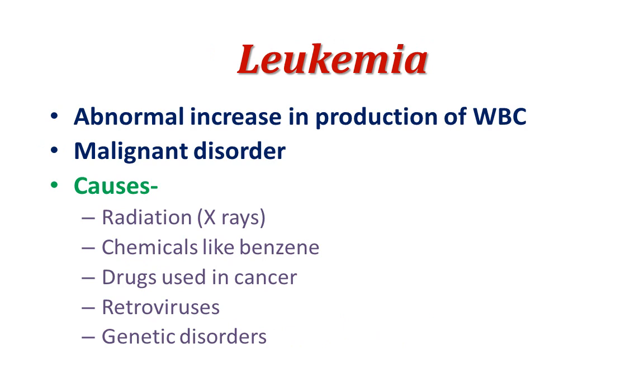Leukemia is a malignant disorder where an abnormal increase in the production of WBC takes place. Leukemia may happen because of radiation, exposure to chemicals like benzene, use of certain anti-cancer drugs, treatment of retroviruses, or genetic disorders.